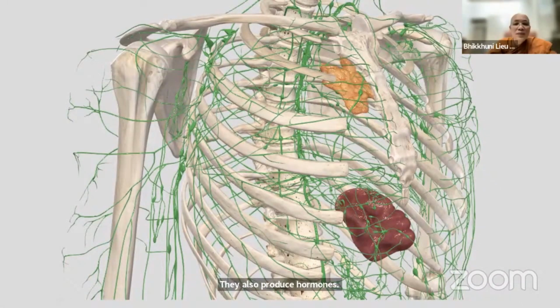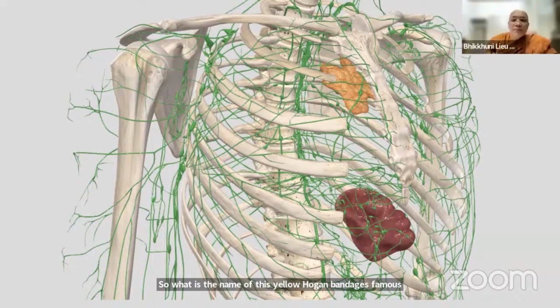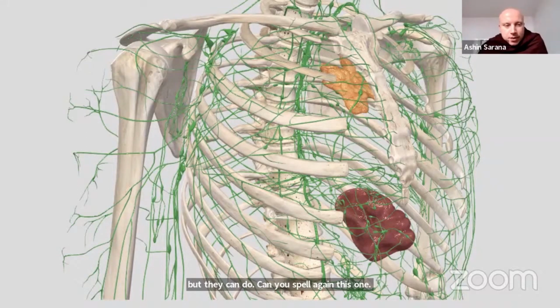So what is the name of this yellow organ, Bante? Yes, thymus. Thymus. Let me see. I don't know this term, Bante. Can you spell it again? Yes, THYMUS.